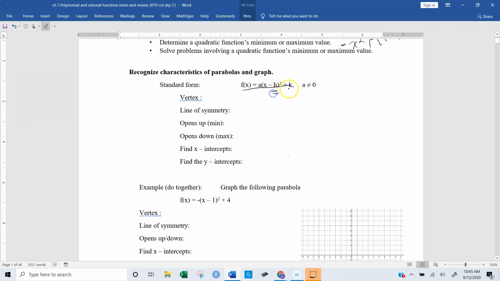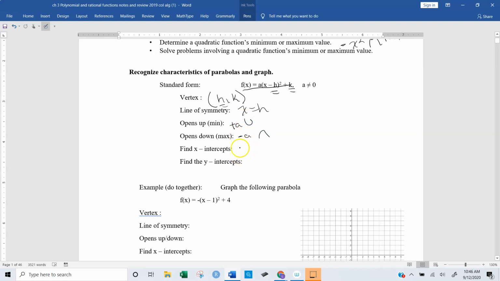You remember your h and your k are your vertex. It's the opposite of the h that's in the problem and k as is. So your vertex is a positive h and the k. Your line of symmetry is the h value, so it's x equals h because it's a line. Remember, if you have a positive a, it opens up. If you have a negative a, it opens down.